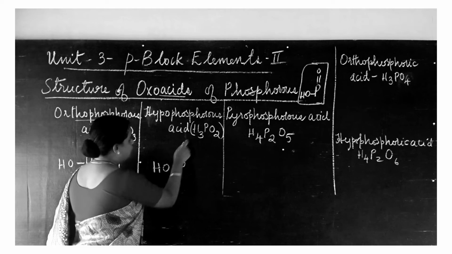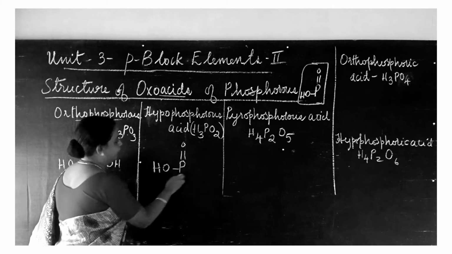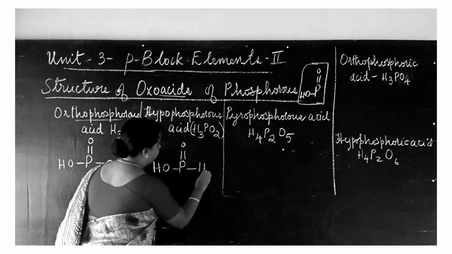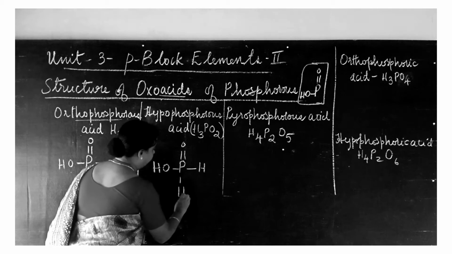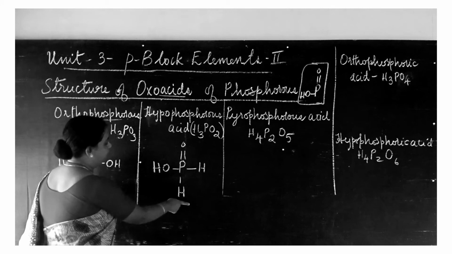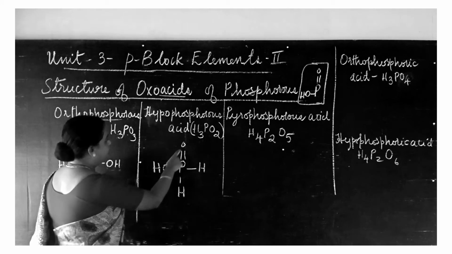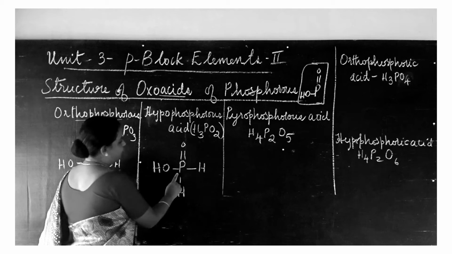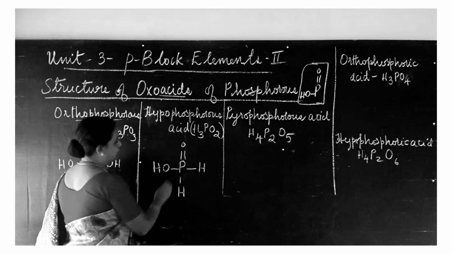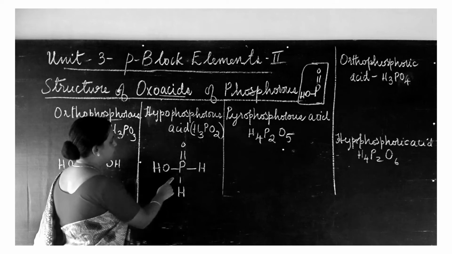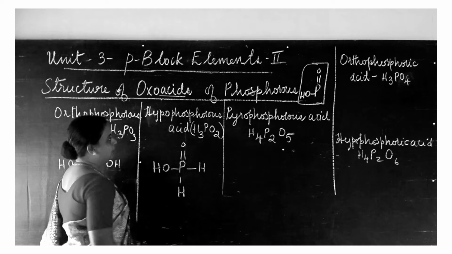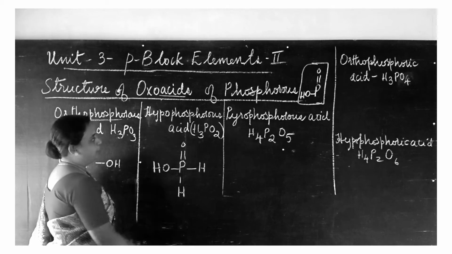3 hydrogen atoms. So out of 3, 1 is placed over here. Now another 2 is there. So 1 I put over here and another I put over here. Okay. So likewise 3 hydrogen atoms, then 2 oxygen atoms and 1 phosphorus atom. Fine. So surrounding phosphorus 5 bonds are there. So that is your structure for hypophosphorus acid.